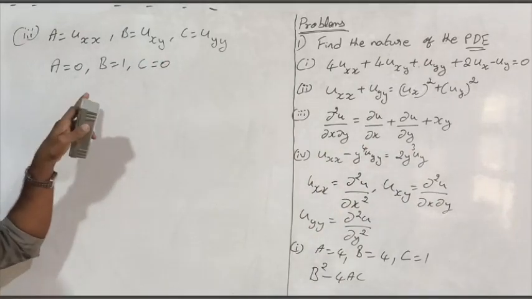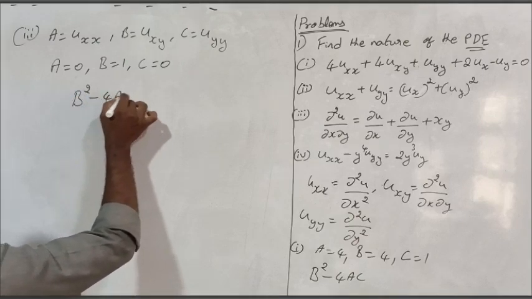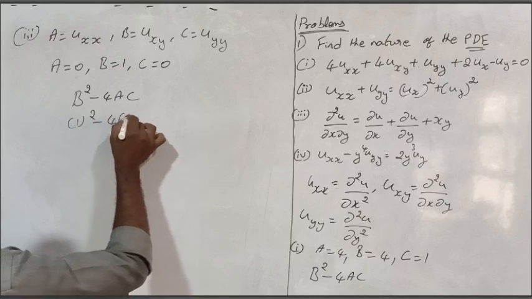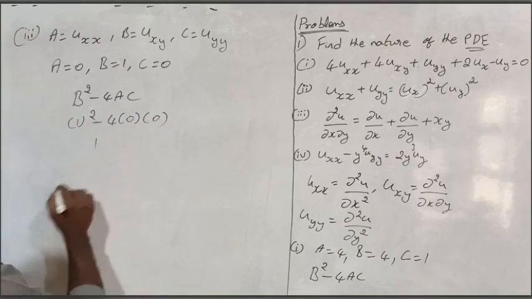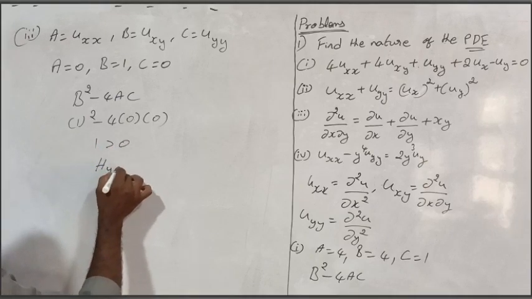After finding the value of a, b and c, we have to substitute in this equation, that is b square minus 4ac. What is the value of b? 1 square minus 4 of 0 into 0. So the value of this equation is 1. It is greater than 0. So we have to consider this as hyperbolic equation.